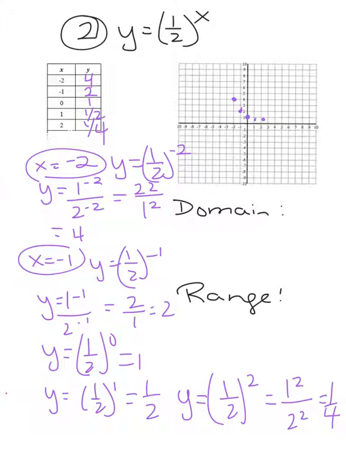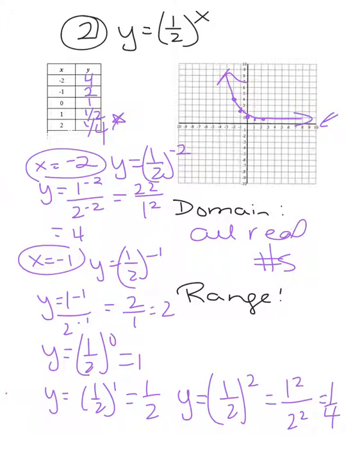Now again, to save some time, I plotted the points, and again with the fractions, for instance where x is 1 and x is 2, we have 1/2 and 1/4. I'm estimating. And when I connect my points, again, I'm not crossing the x-axis, and my domain here, remember, I'm going left to right. My x values, I'm going to include everything, so I have all real numbers.